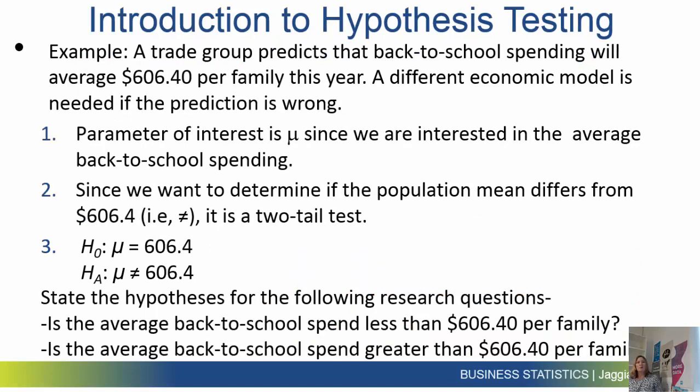Okay, so here's an example for you to work through on your own. A trade group predicts that the back-to-school spending will average $606.40 per family this year. So step one, the parameter of interest is mu, the population mean. We're conducting a non-directional two-tailed test as we're interested in is there a difference in spending to this figure of $606.40, and the hypothesis is stated as H0: mu equals $606.40 and HA: mu does not equal $606.40.